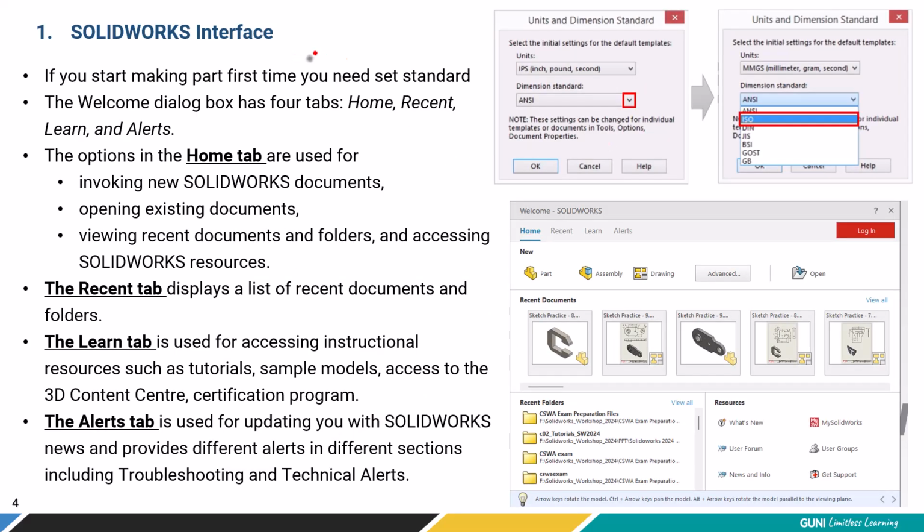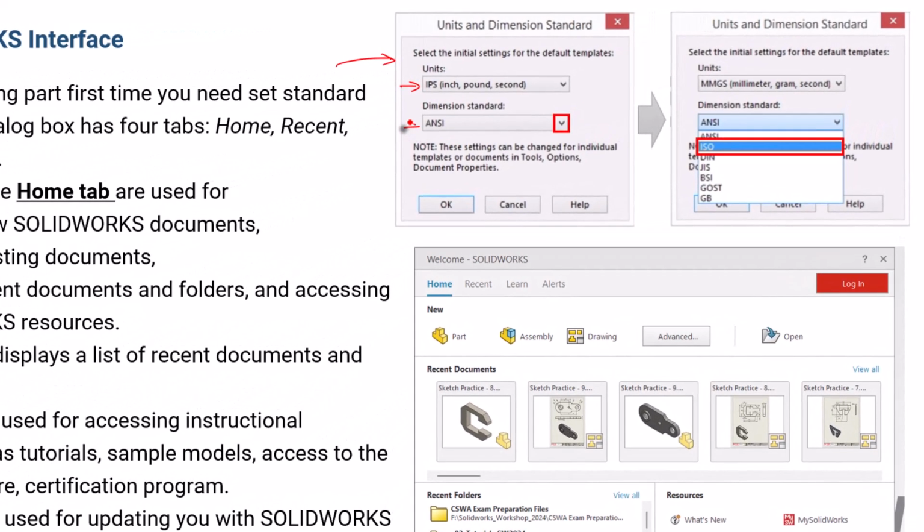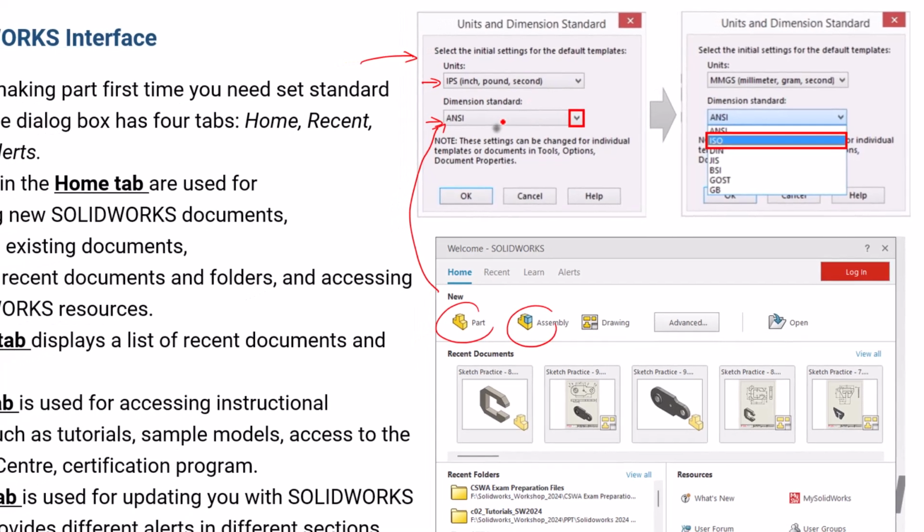Now, when you open SolidWorks the first time, you may be asked with this kind of dialog box, where you have to choose the units and dimension standards based on your working style. Once you complete it, whenever you open any part file or assembly file, their units will simply be taken from this chosen value. So it is only asked the first time.